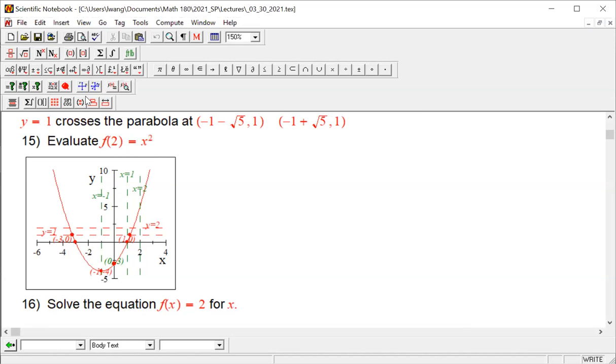If you finish 15 and 16, go ahead to do 17 and 18. 17 and 18 have a little difference, but I want you to experience that. Yes, the ideas are similar, but there's some other interesting aspect to it.